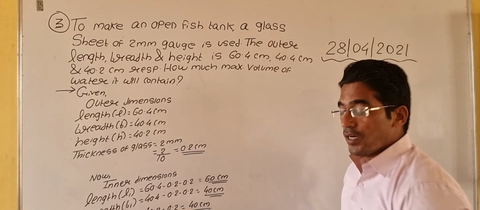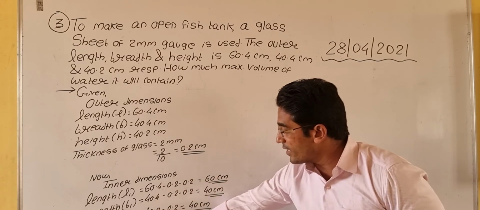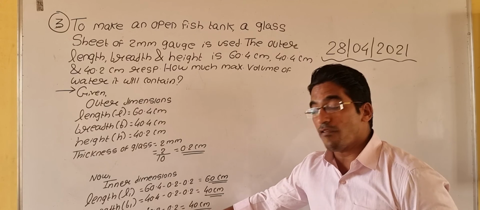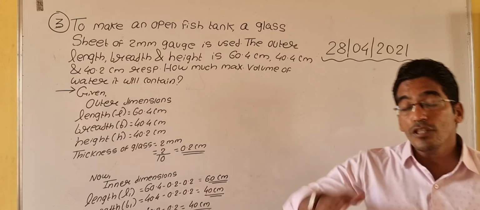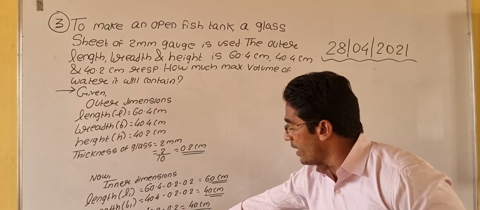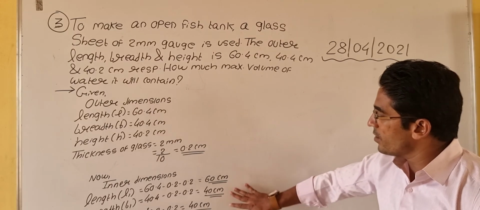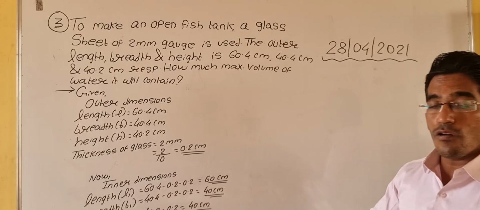Now if you observe, here we are separating from both the sides, but for height we are separating only one time. Why? Because the tank is open at the top, so we will separate only once 0.2. So what are the inner dimensions? 60, 40, 40.